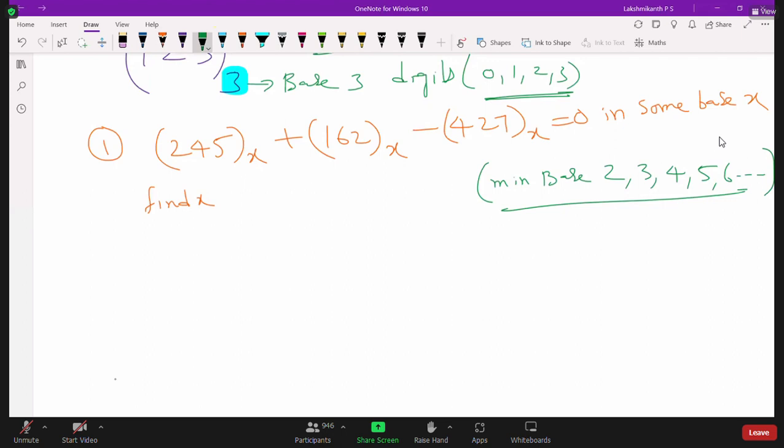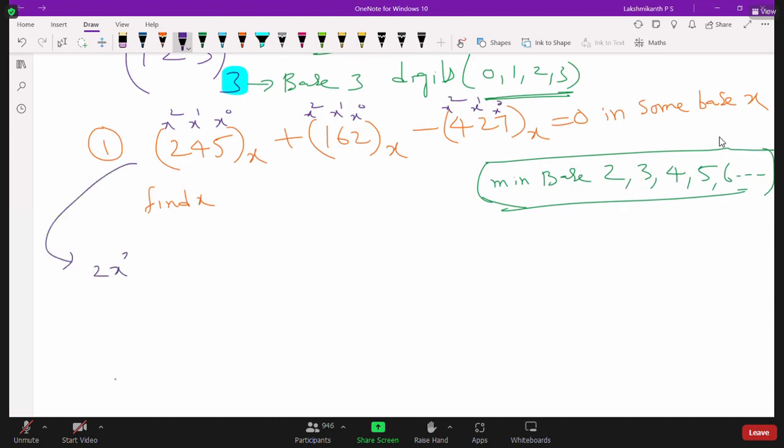Okay. If the base is 1, that is invalid. Now 245 in base x, what are the place values? Is it x power 0, x power 1, x square? Here also x power 0, x power 1, x square. Here also x power 0, x power 1, x square. Now convert 245. How can we write?